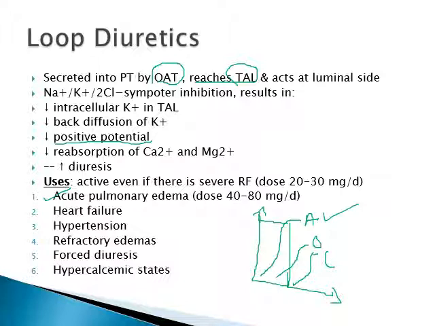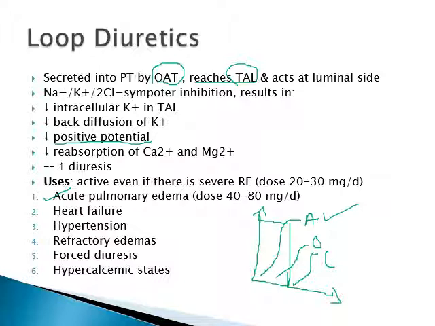And also in any type of edema, in refractory edemas, we can use loop diuretics, except the edema due to cirrhosis. There we will be using potassium sparing diuretics more. Okay, we will see that. And also for causing forced diuresis, in some anion overdose, like bromide overdose or iodide overdose, we can flush out these anions by using loop diuretics. So again, for causing forced diuresis, we can use loop diuretics.